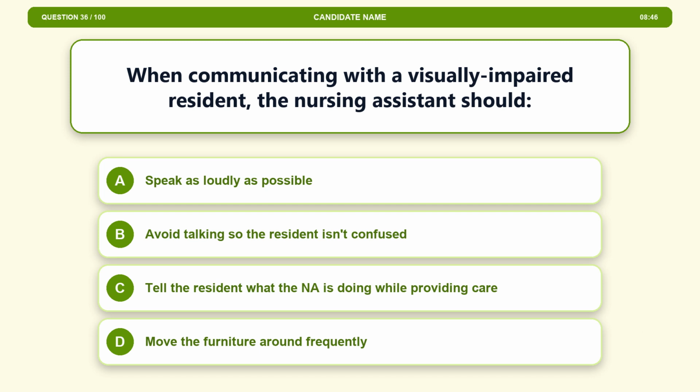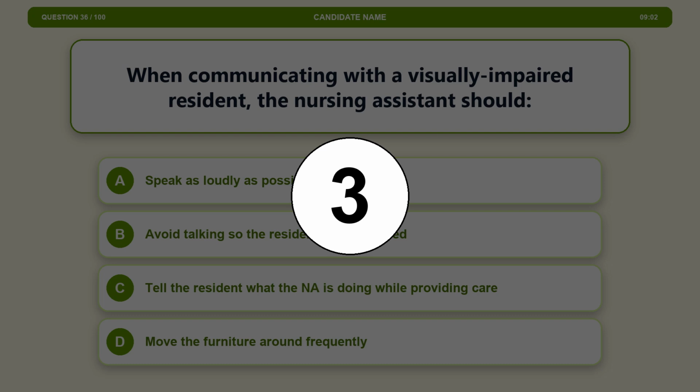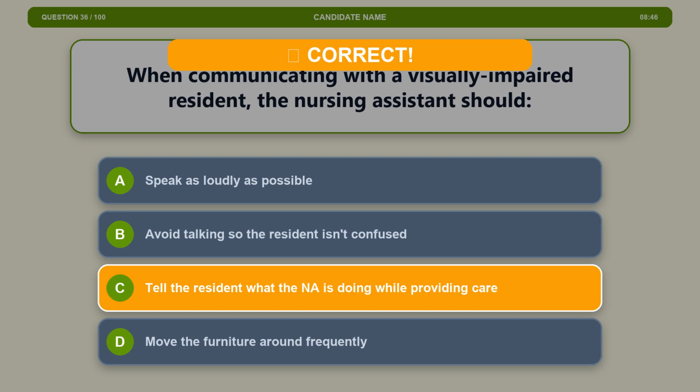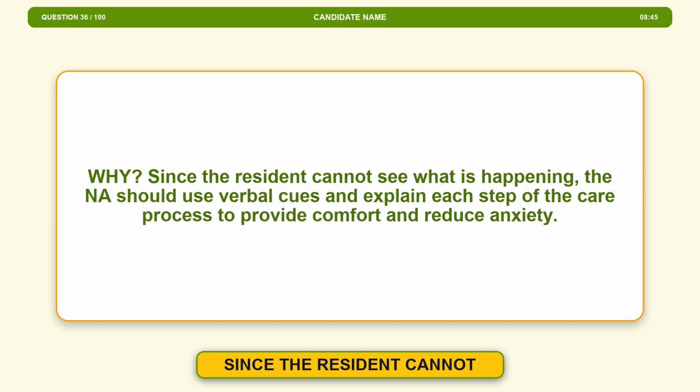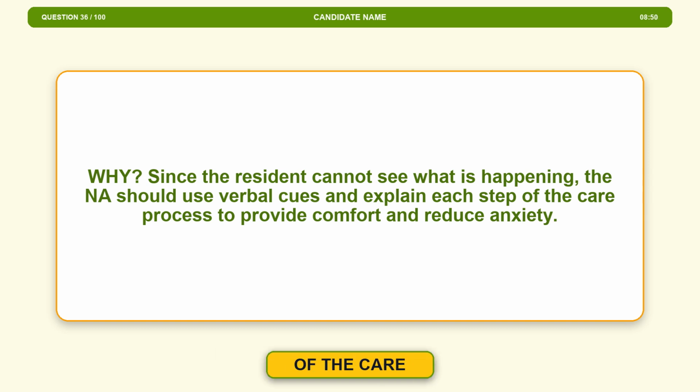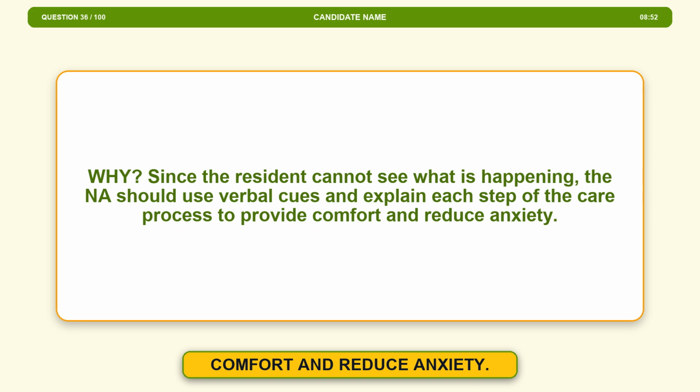Question 36. When communicating with a visually impaired resident, the nursing assistant should: Option A, speak as loudly as possible. Option B, avoid talking so the resident isn't confused. Option C, tell the resident what the NA is doing while providing care. Option D, move the furniture around frequently. The correct answer is option C, tell the resident what the NA is doing while providing care. Since the resident cannot see what is happening, the NA should use verbal cues and explain each step of the care process to provide comfort and reduce anxiety.